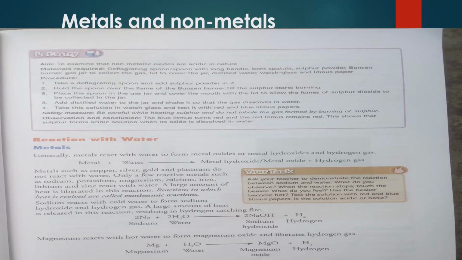And suppose this metal is magnesium, it reacts with water, then magnesium oxide will form along with hydrogen gas. So in this case, not metal hydroxide, metal oxide forms. So whenever this kind of metal reacts with water, either metal oxide or metal hydroxide along with hydrogen gas will be produced.